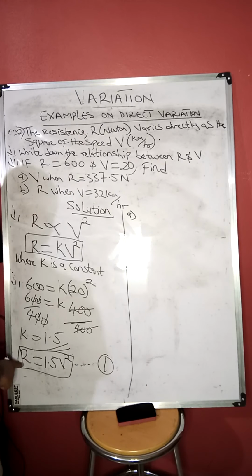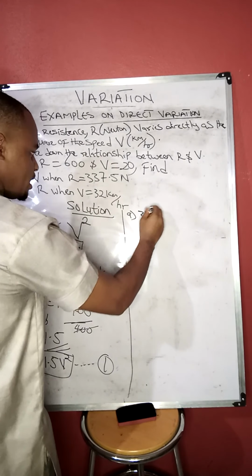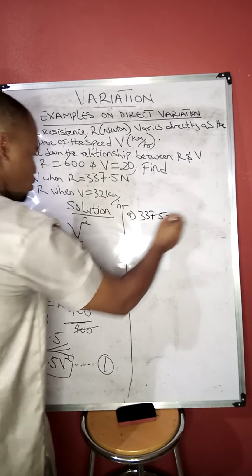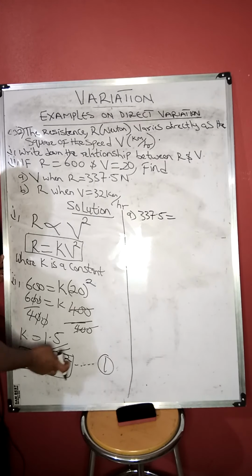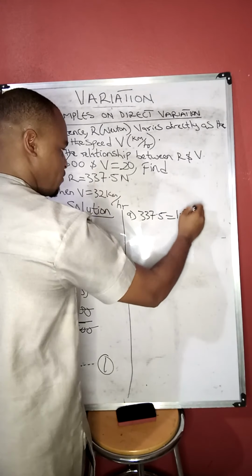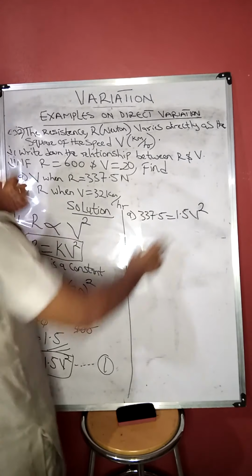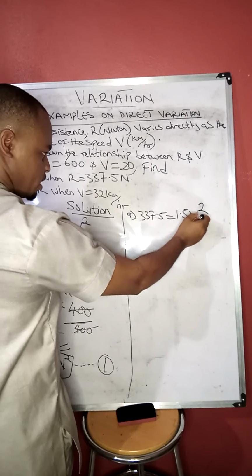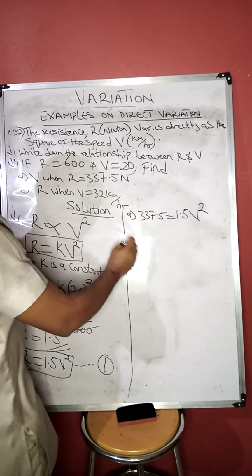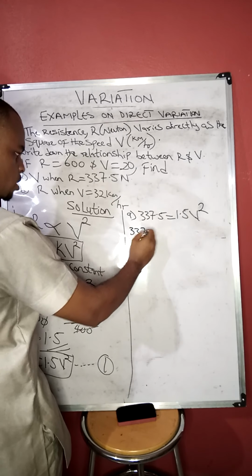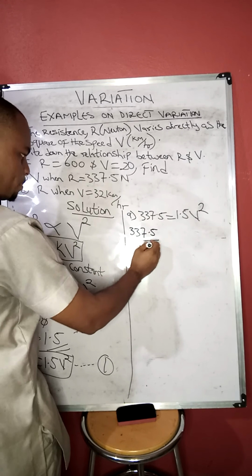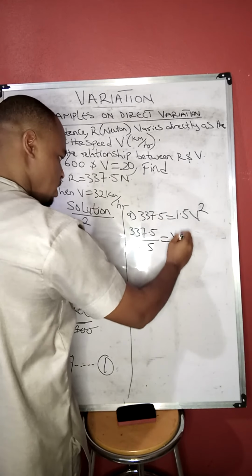337.5 is equal to what? 1.5 V squared. I want only V to be on this side, so I'll be dividing both sides by 1.5. So I'll be having 337.5 divided by 1.5 to be equal to what? V squared.